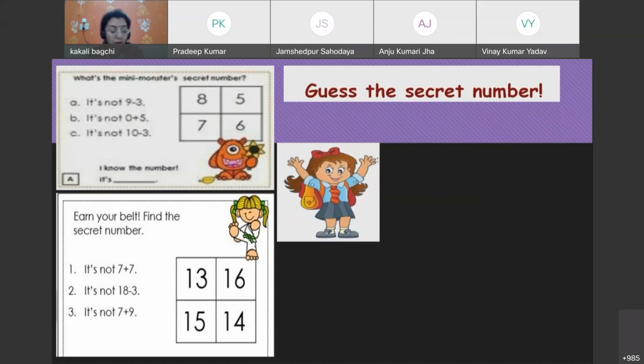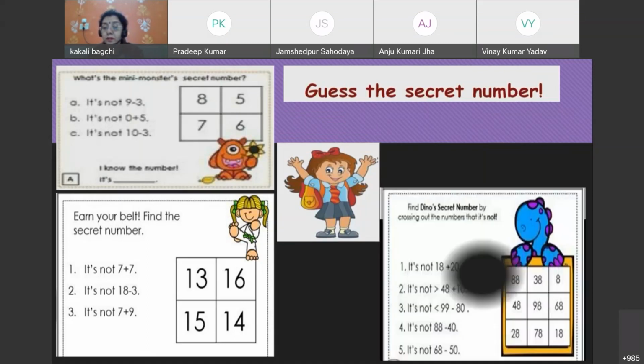Let us do another one. मैं भी करूँ आप लोग के साथ. It is not 18 plus 20. That means it is not 38. Cut 38. It is not more than 48 plus 10. That means it is not more than 58. So more than 58 जो है काट दिया.